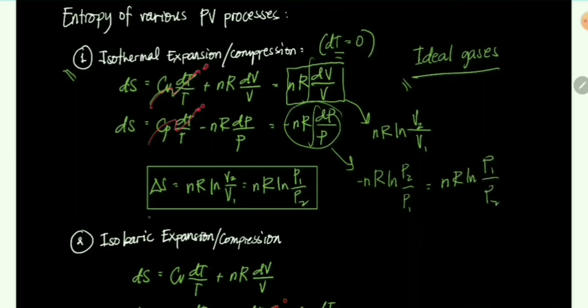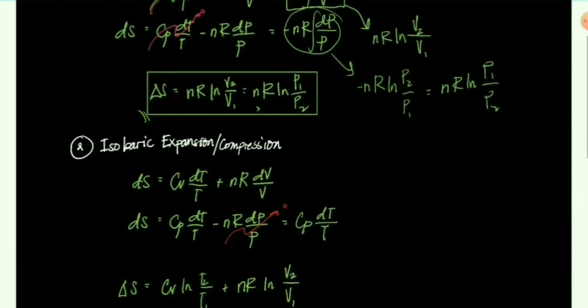Okay? So, therefore, ito na yung summary. Delta S for isothermal processes is equal to nR ln V2 over V1, which is also equal to nR ln P1 over P2. So, kapag pressure, P1 over P2. Pag volume, V2 over V1. Okay? So, punta naman tayo sa mga isobaric processes.